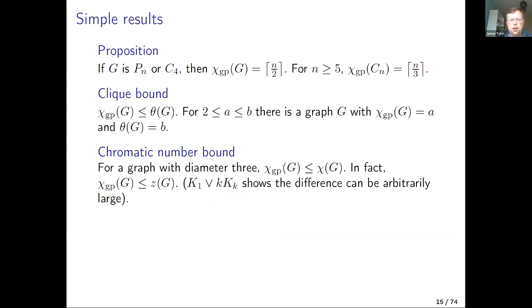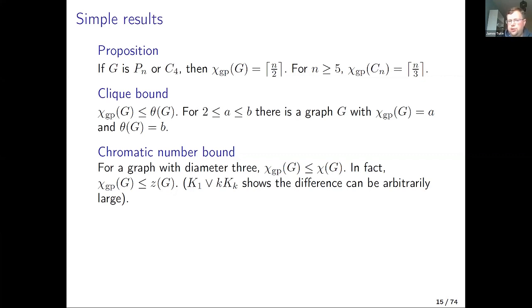More interestingly, an upper bound on this chromatic number is given by the clique cover number. So you could say that is the number of colors that you need to color the graph such that each color class is a clique. As I said, each clique will be in general position, and so that automatically gives us a general position coloring. However, the two numbers aren't tied together because for any pair A less than or equal to B, you can find a graph with general position chromatic number A and clique cover number B.